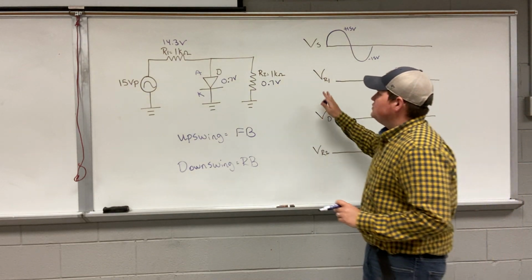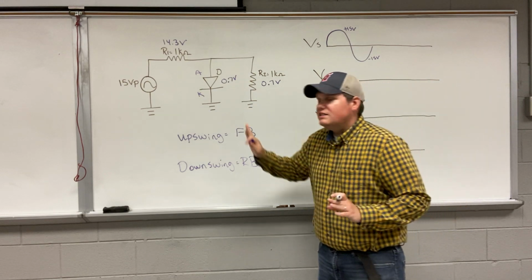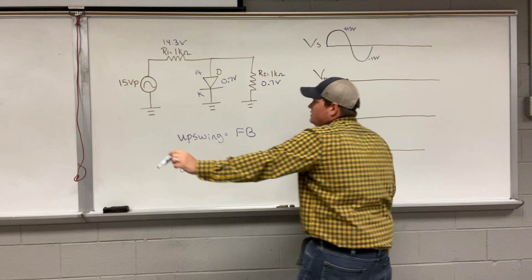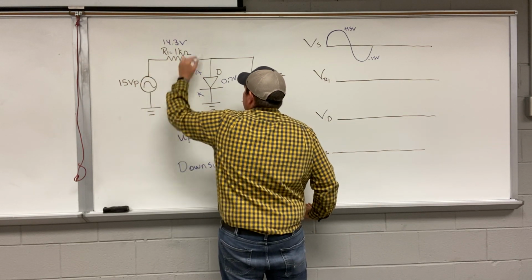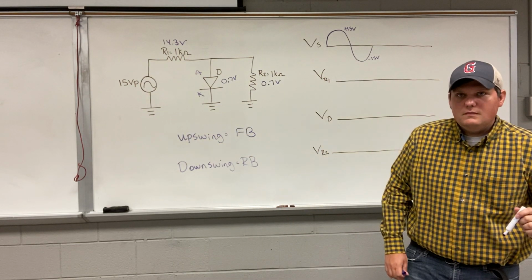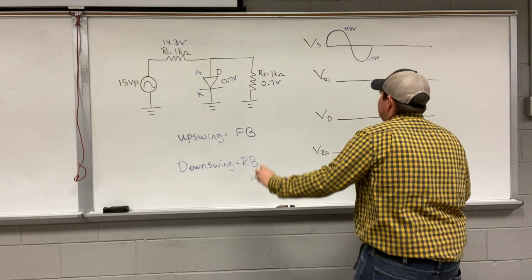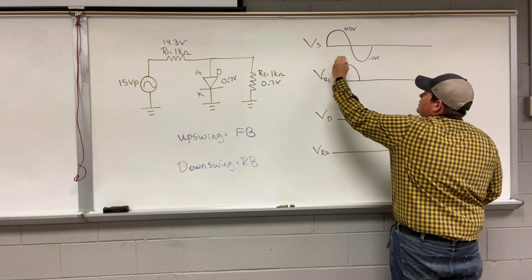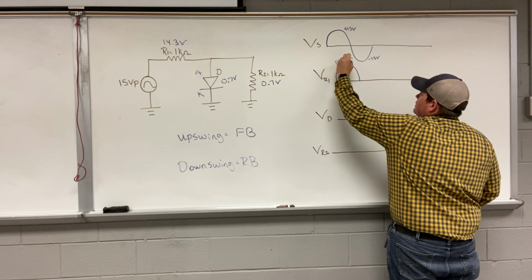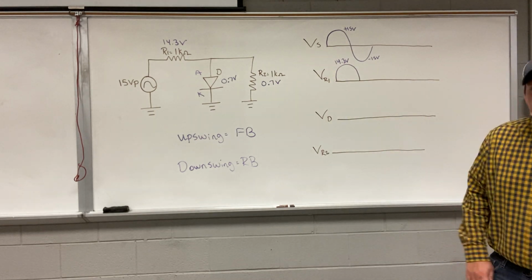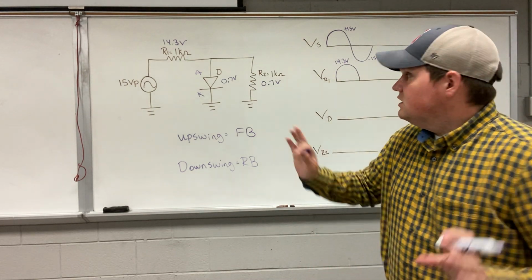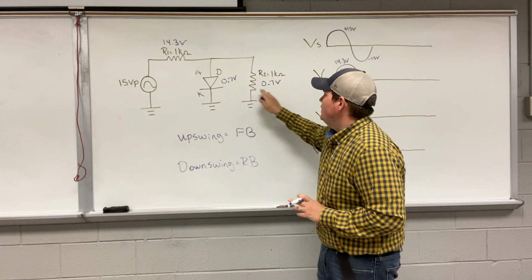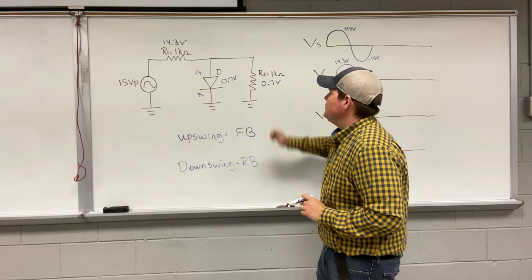So on the upswing, if we're looking just at R1, that means our oscilloscope is just going to be across R1. That's all we're looking at. So on the upswing, the resistor is going to be 14.3 volts. Because on the upswing, we are forward biased, and we're locked at 0.7 here, okay?